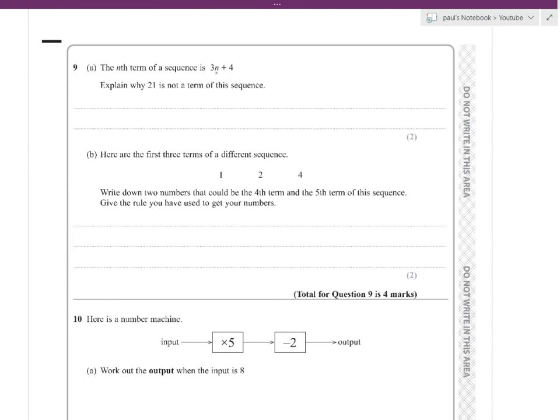The nth term of a sequence is 3n plus 4. Explain why 21 is not in the sequence. So, okay. 3n plus 4 equals 21. So 3n equals, take away 4, which leaves 17. So n is 17 divided by 3, which is not an integer. Not an integer. That's my take on those things.